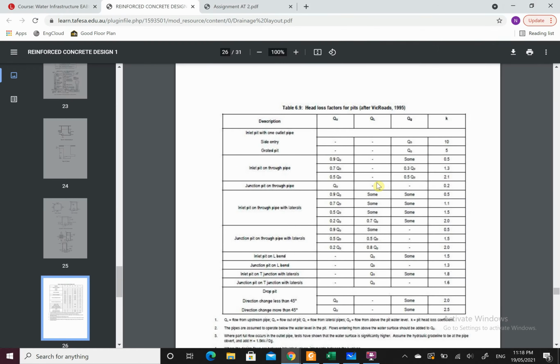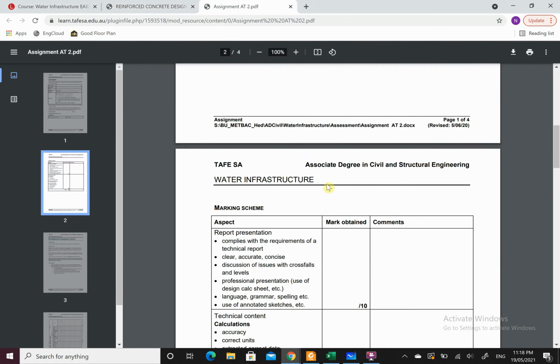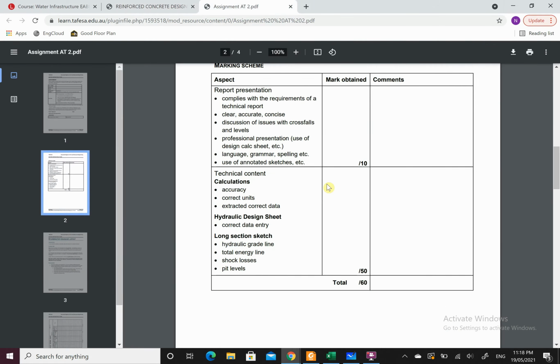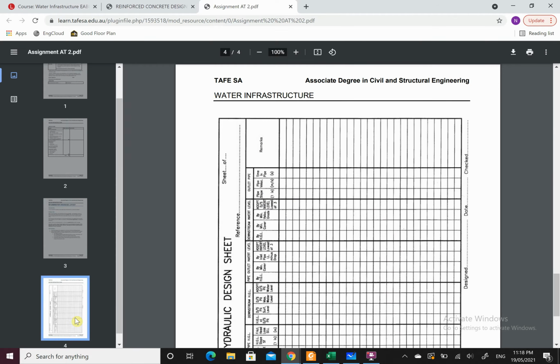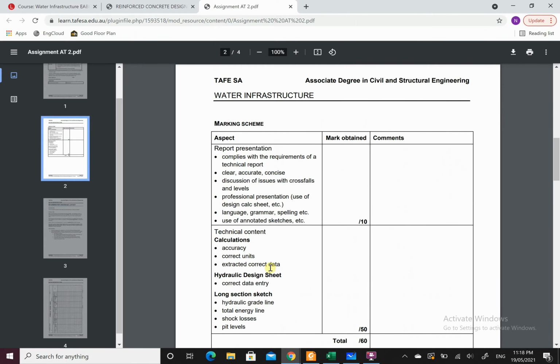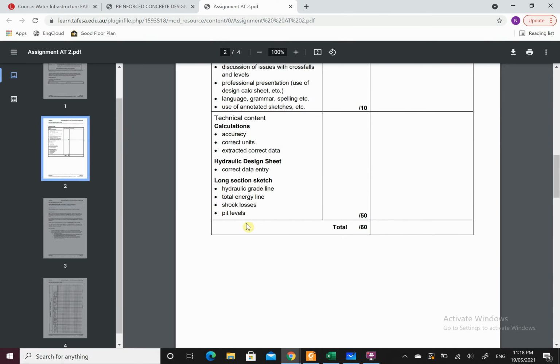Alright, so now let's have a look at our assignment, AT2. Coming through, a couple of things we need to look at. This is what you're going to get marked on. You've got to produce a report, and you've got to discuss a couple of things in it. Obviously, calculations. We've got a hydraulic design sheet we need to fill out, so that's this one here. We've gone through this. And then you need to work out and do your longitudinal section sketch with your hydraulic grade line, pits, levels, and everything else. So we went through that last week.